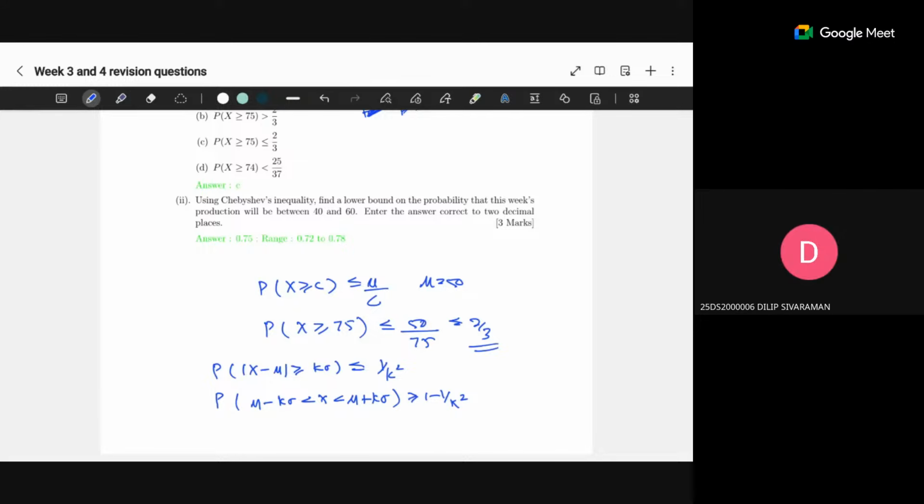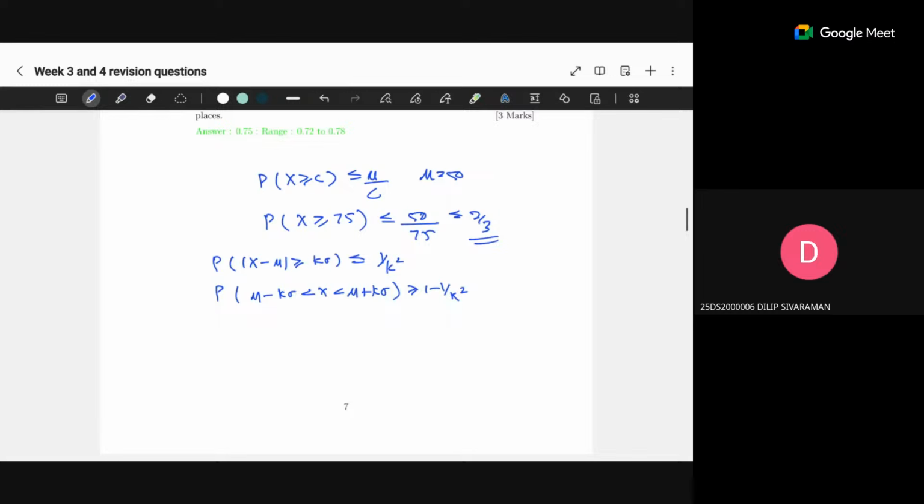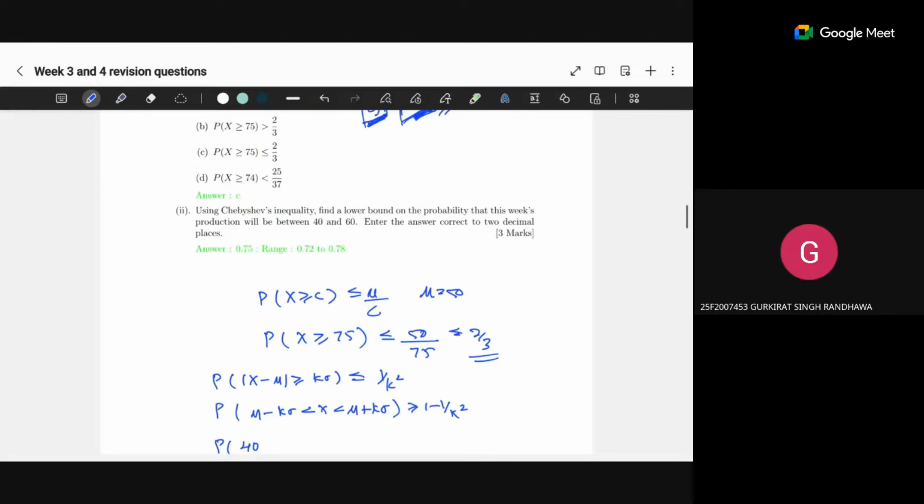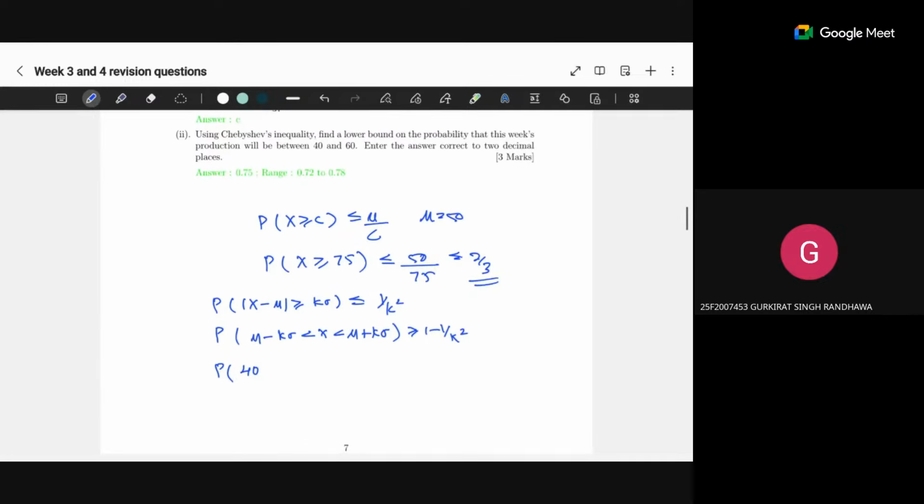Yes, ma'am. Okay. Now, according to the question, what is given? Can you tell me the probability, the equation given? It is between 40 and 60. Mu is given, ma'am. Standard deviation is given, ma'am. Range is given, ma'am. And we can find K and just put it in the formula. No, I'm just asking what, according to the question, the equation is that is given.